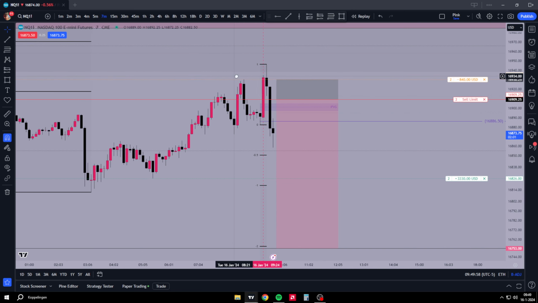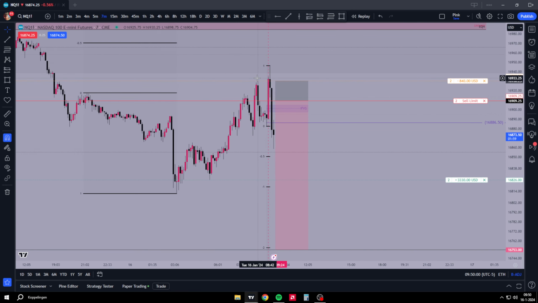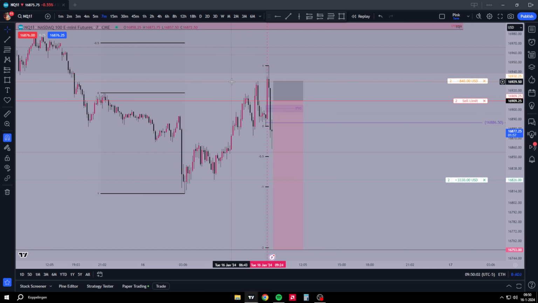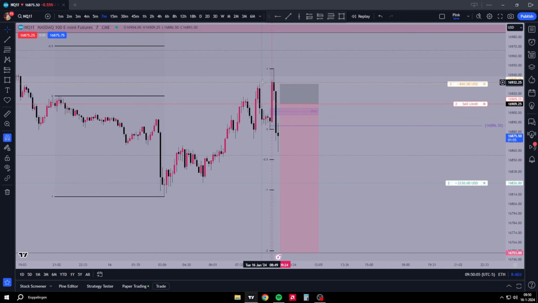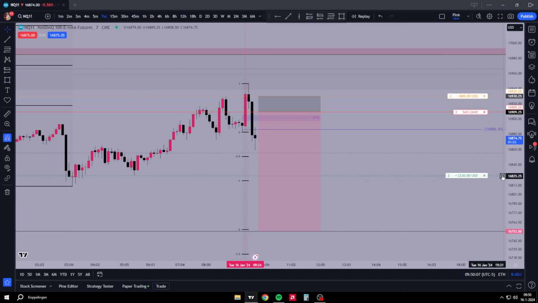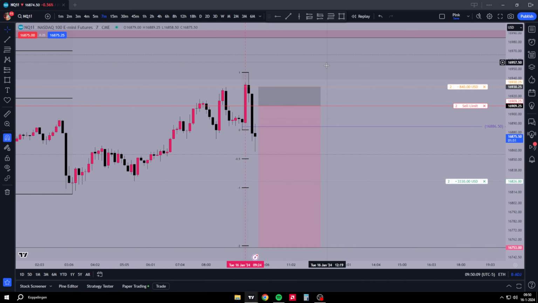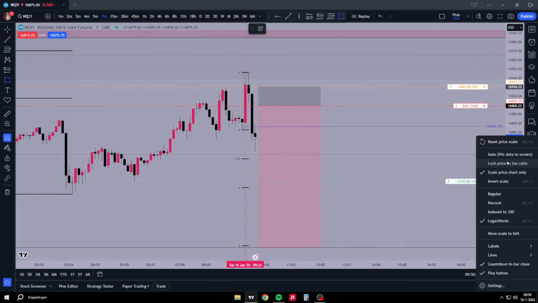But yeah, this is ICT's favorite setup, unicorn, especially if we take out liquidity at market open. Exactly what we did here. So yeah, and let's mark out that Reaper.